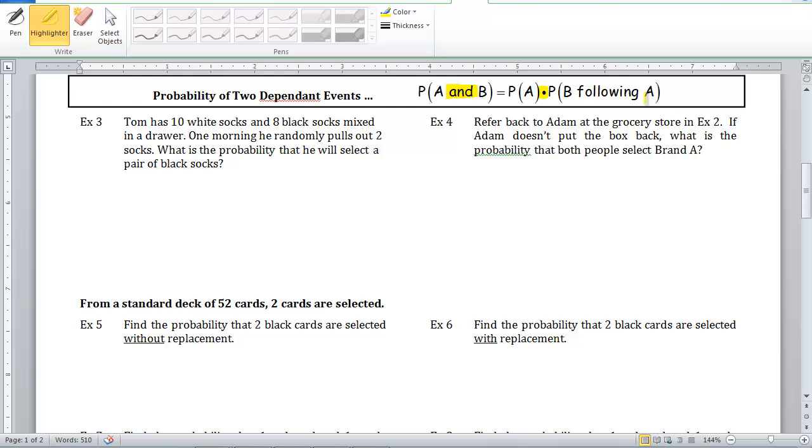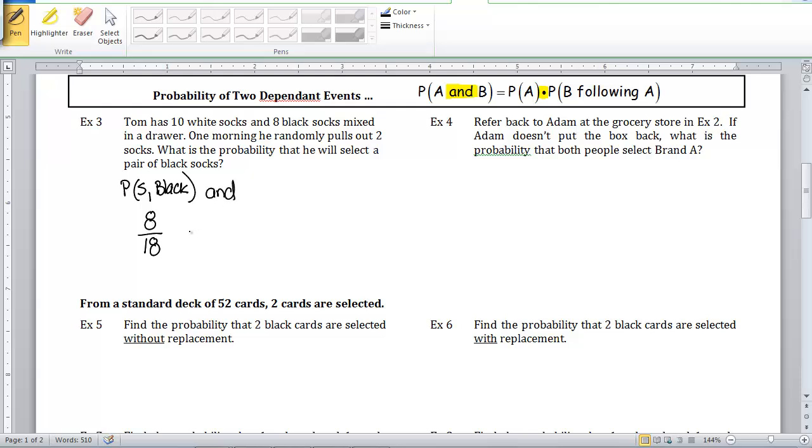It says that Tom has 10 white socks and 8 black socks mixed in a drawer. One morning he randomly pulls out 2 socks. What's the probability that he will select a pair of black socks? So let's start with the probability of the first event. The first sock that he takes out is a black sock. So since there are 18 socks total, 10 plus 8, and he wants to take a black sock, so 8 black socks. The probability that the first time he's going to get a black sock is 8 out of 18.